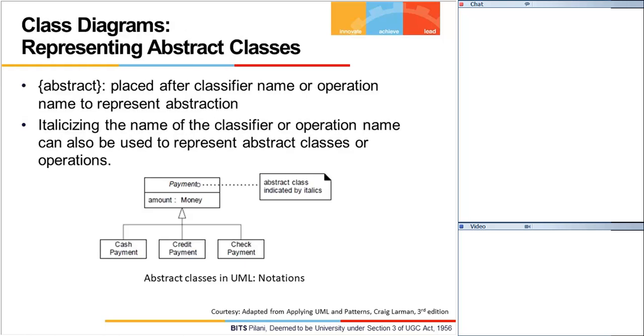How do we go about abstract classes? This is how we represent abstract classes, right? Either use the word abstract after the class name, or write the name of the class in italics. Fine. Obviously, when you are attempting the paper, you will not be able to italicize something. So the best idea is to write the word abstract after the name of the class, which means that this is an abstract class. In this particular example, you can see that this is an abstract class Payment, and it is being inherited by three different classes: CashPayment, CreditPayment, and CheckPayment.